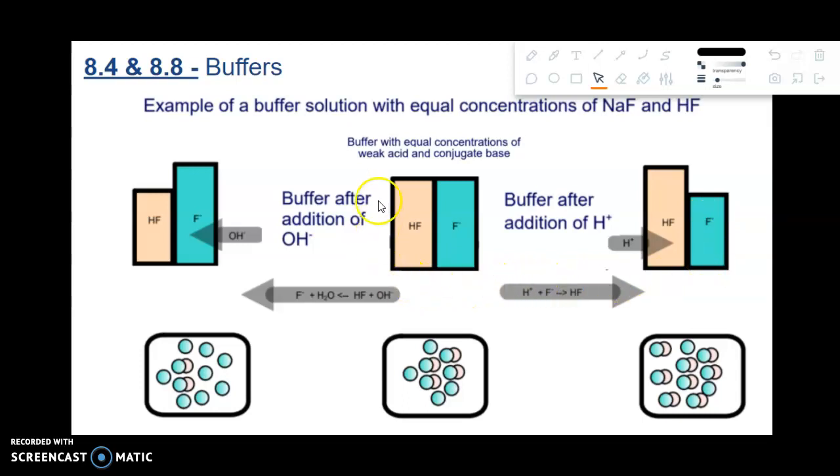So a solution that is a buffer contains an acid and its conjugate base. The addition of base will be counterbalanced because there's acid present. The addition of acid will be counterbalanced because there's conjugate base. So in this way, the buffer resists changes in pH.